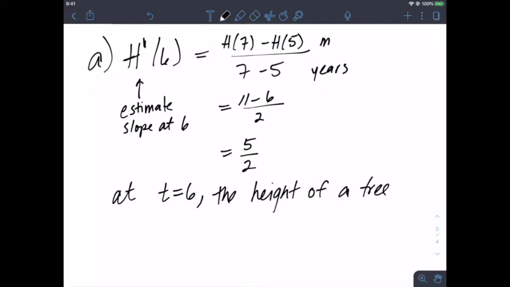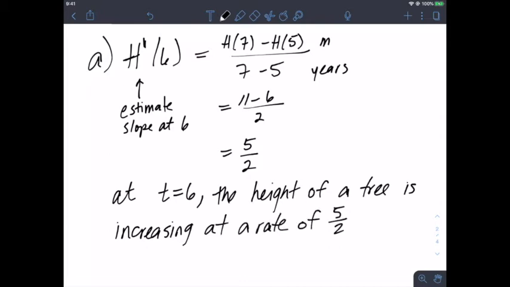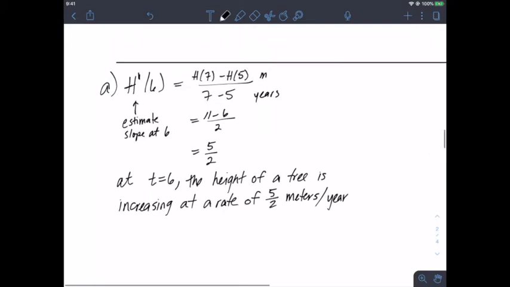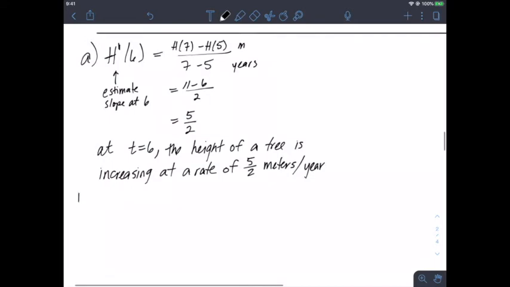and then since my slope is positive, it's going to be increasing. And derivative is a rate, so increasing at a rate of 5 halves meters per year. Okay? All right. Part B.